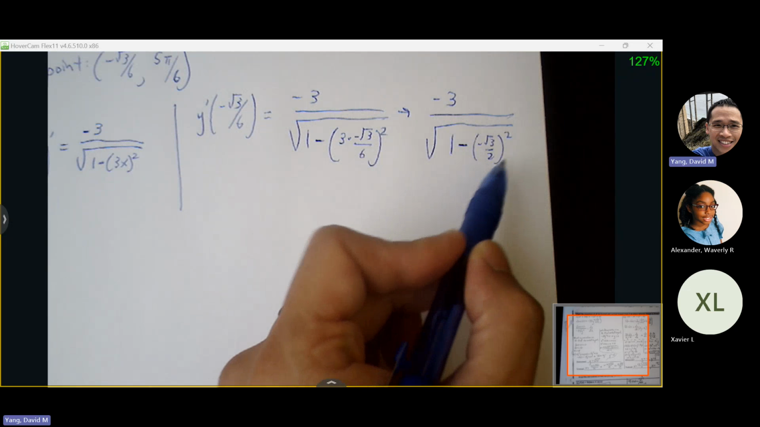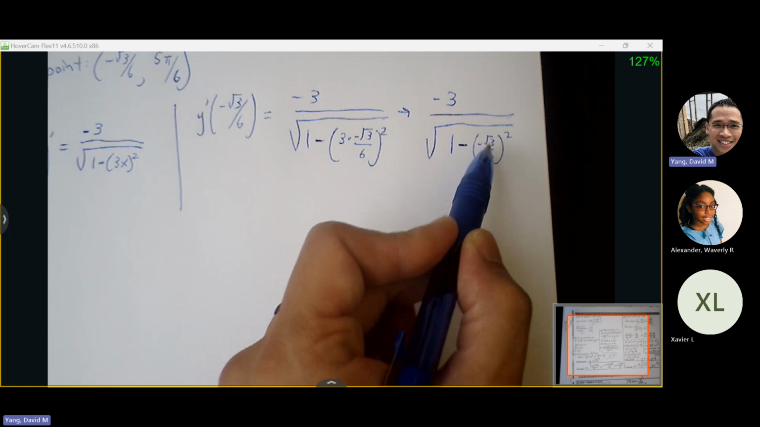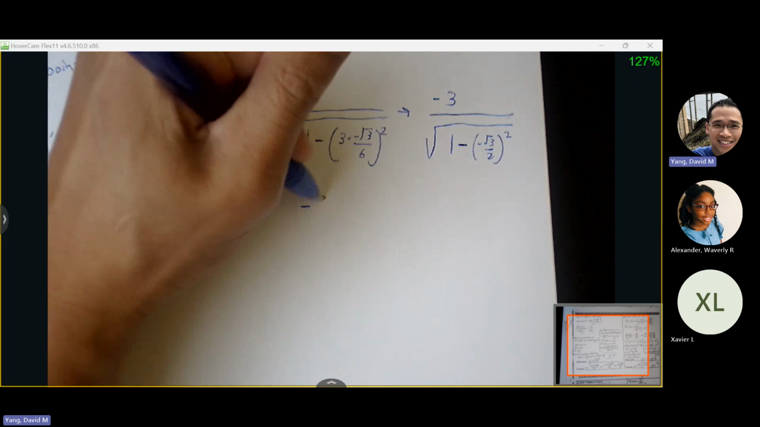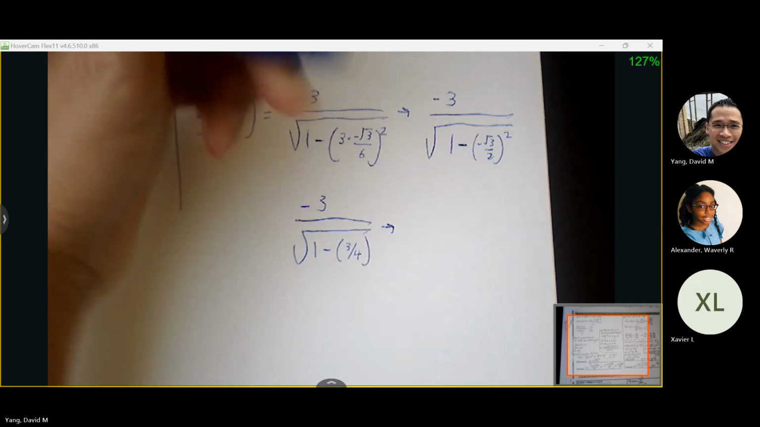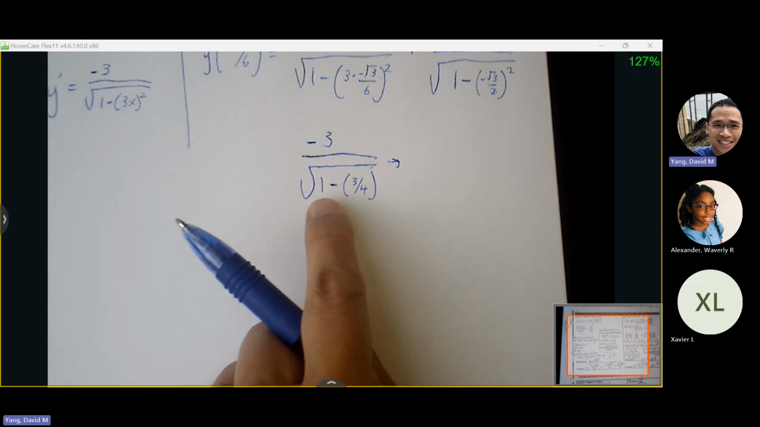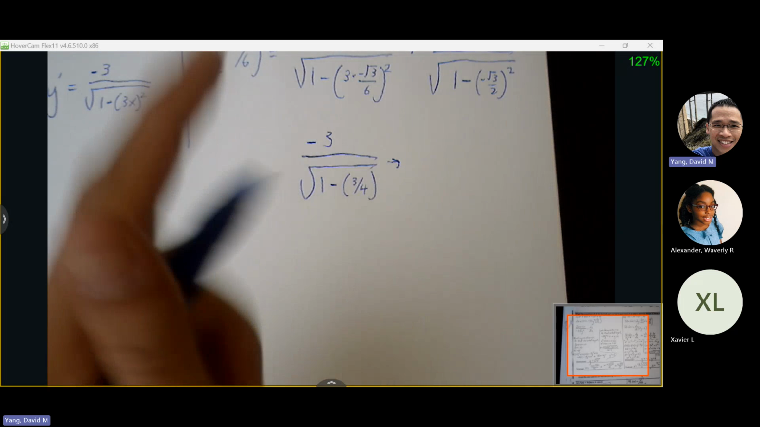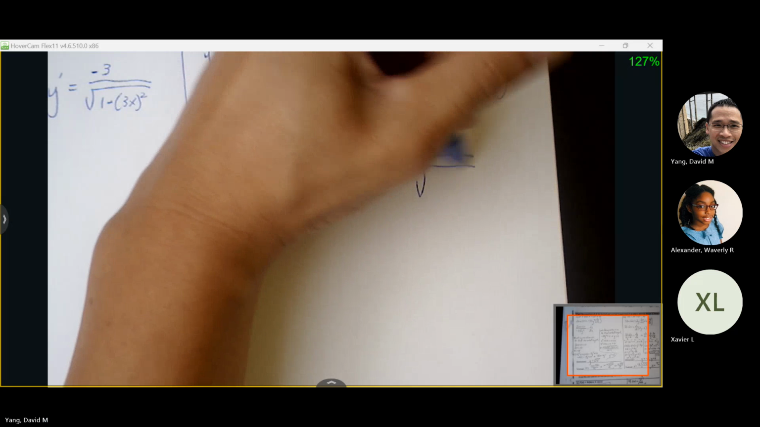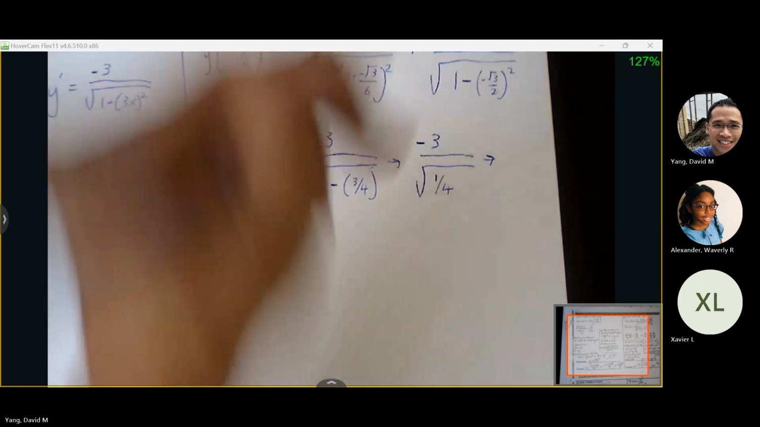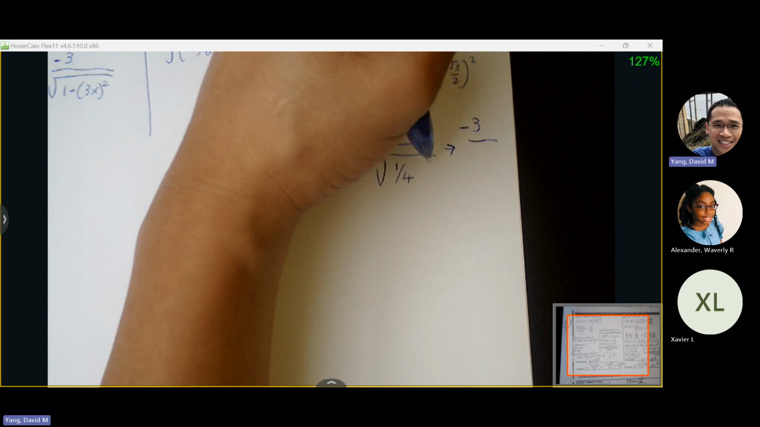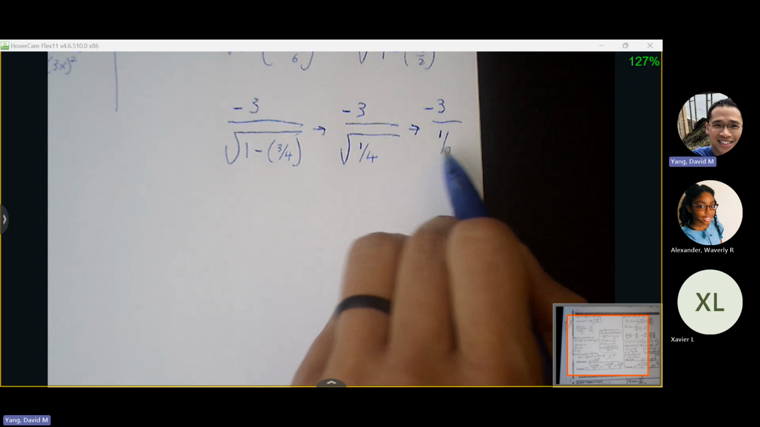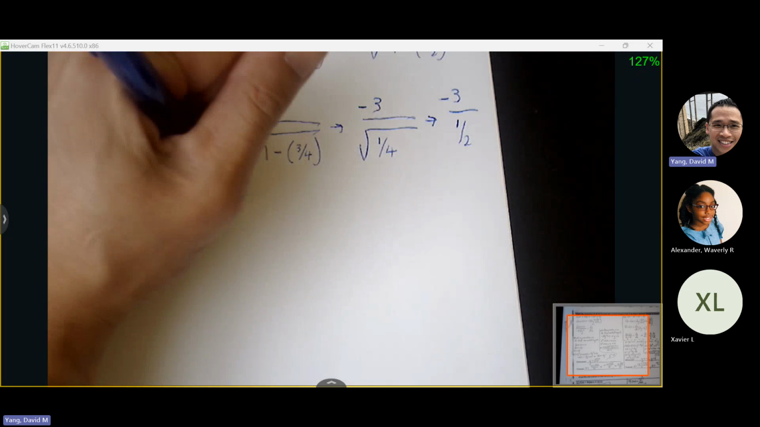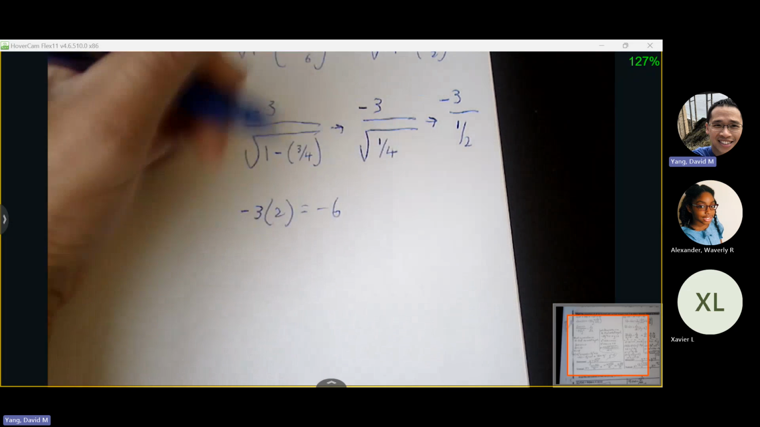Which if I continue reducing, the negatives cancel out. I'm left with just 3 over 4. So negative 3 over square root of 1 minus 3 over 4. So 1 minus 3/4 is the same thing as 4 over 4 minus 3 over 4, which is 1/4. And square root of 1/4 is the same thing as 1/2. And if I flip that, dividing by 1/2 is the same thing as multiplying by 2. So my slope is negative 3 times 2, which is negative 6.